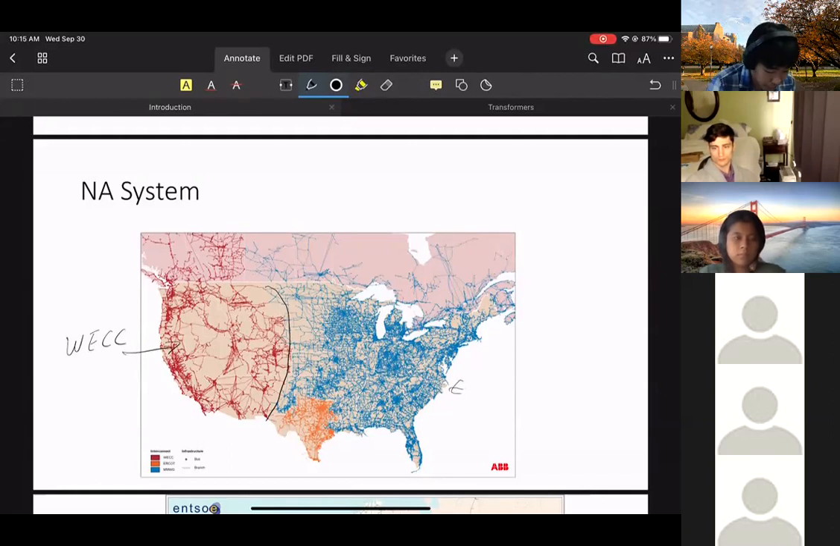And then we have the Texas system, ERCOT. This is called the Electricity Reliability Council of Texas. And Texas manages its own system. The Texas system is not connected to anything else. So this is a very clean divide in Texas. Okay, it's an entirely separate system.